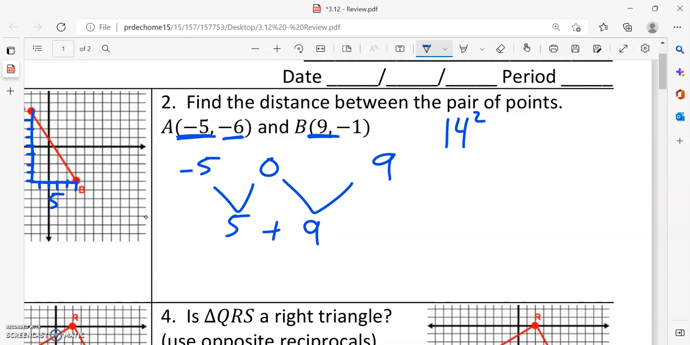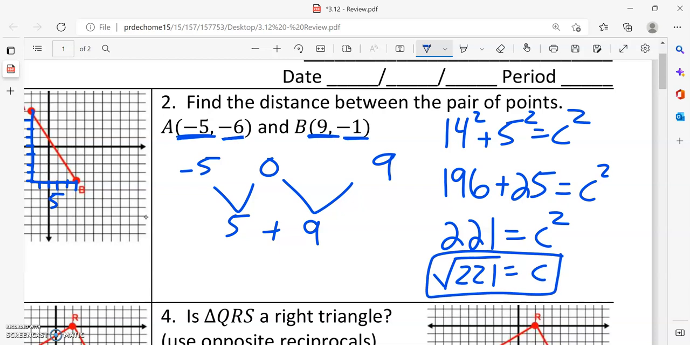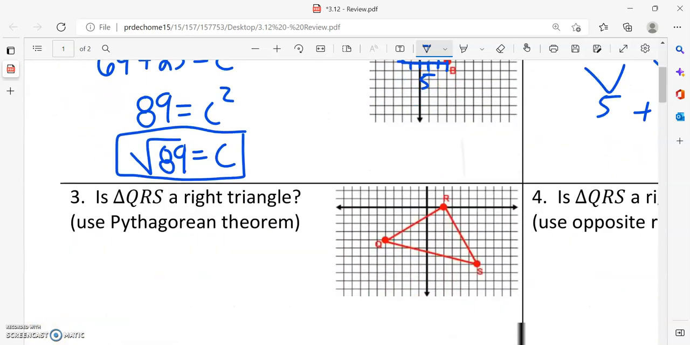And then from -6 to -1, that is 5 units over. So we get 5 squared. 14 squared is equal to 196, and 5 squared is 25. And 196 plus 25 gives us 221. And once again, we'll square root both sides. And the square root of 221 is also a decimal, so we are done with that.